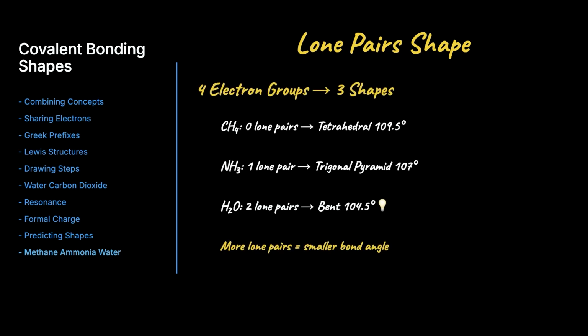Methane, ammonia, and water all have 4 electron groups around the center, yet their shapes differ. Methane has no lone pairs, forming a symmetric shape called tetrahedral. Ammonia has 1 lone pair, giving a trigonal pyramid. Water has 2 lone pairs, bending further, and each pair squeezes the angle smaller.